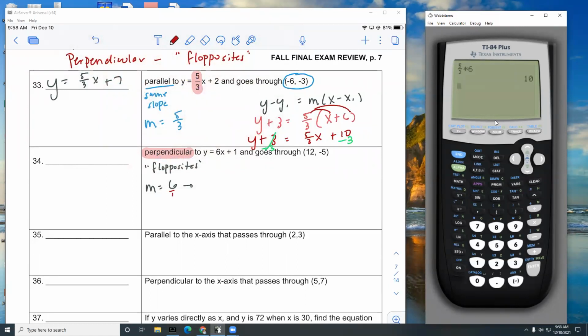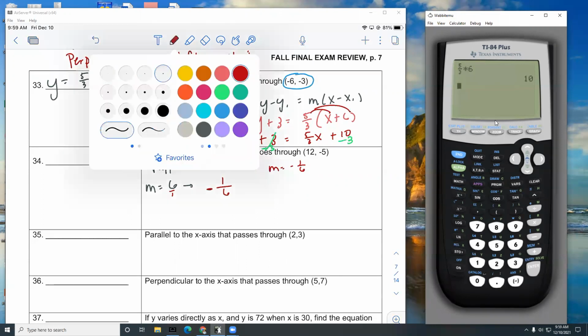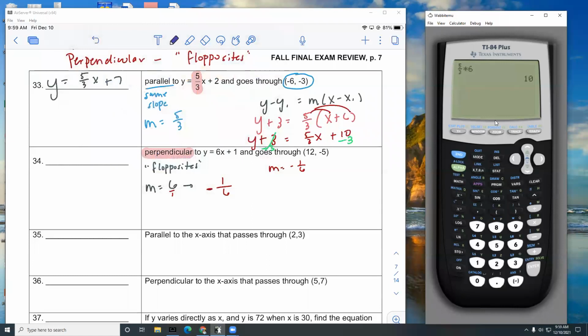So think about 6 as being 6/1. So if I flip the fraction, I get 1/6. And then I give it the opposite sign. So right now my 6 is positive. So the opposite sign would be negative. So my slope here should be -1/6. And then let's use that point and put it in point slope form. So that's going to be y minus -5. So we're using this equation up here. y minus -5, so y plus 5 equals -1/6 times x minus 12.